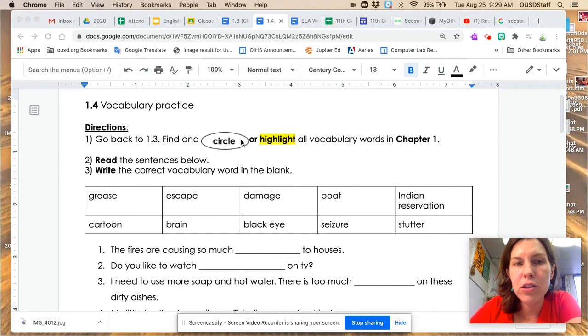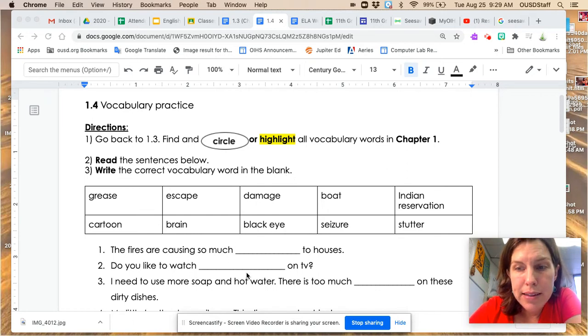It's a good idea also to circle or mark words in the reading that you want to look up in the dictionary or translate, because we're going to read this chapter again on Friday, and you'll need to understand it or be ready to understand it. And then it says, number 2, read the sentences below and write the correct vocabulary word in the blank.